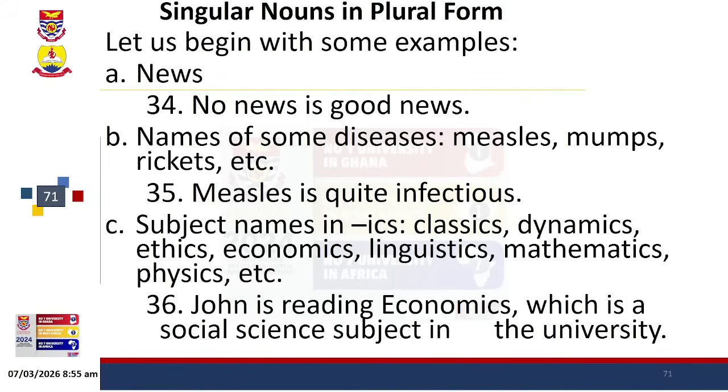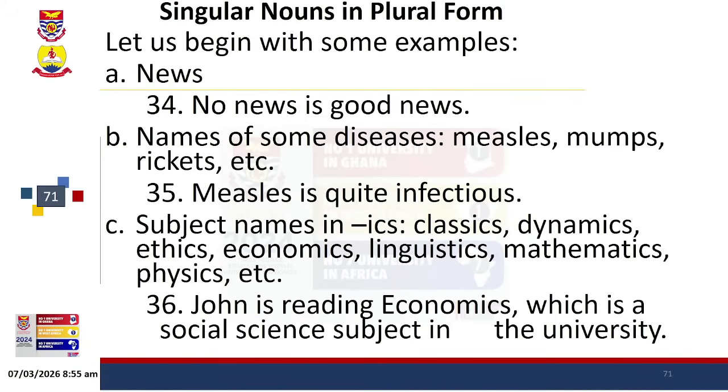Then we also have names of some diseases. They are written in plural forms, but they are singular. So you have to pay attention to them when you are using them in sentences. And sometimes we can also test you. Measles are or measles is. Which one do you choose? Measles is the name of a disease. It is singular, but it is written in a plural form. Mumps, rickets. These are singular nouns written in plural forms. Measles is quite infectious. Not measles are quite infectious.